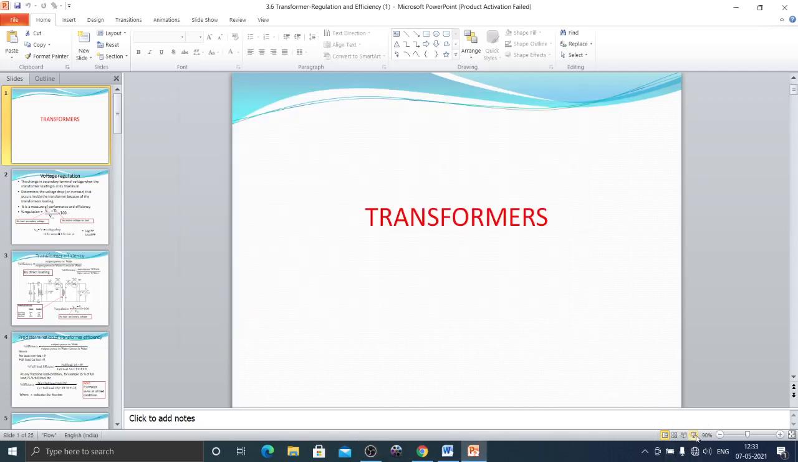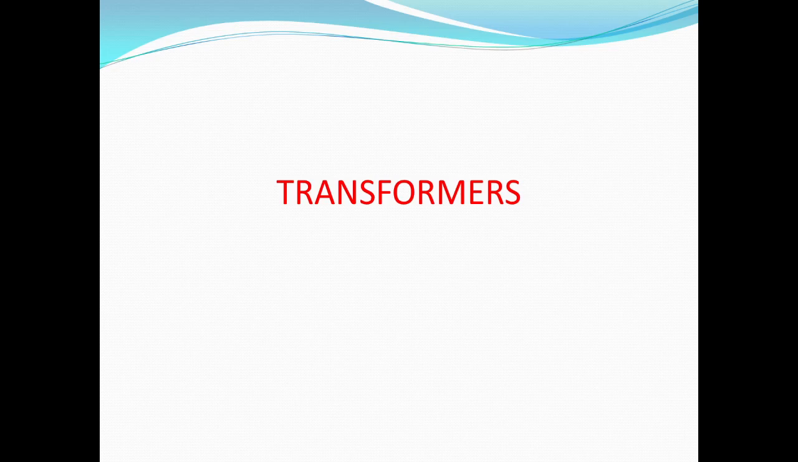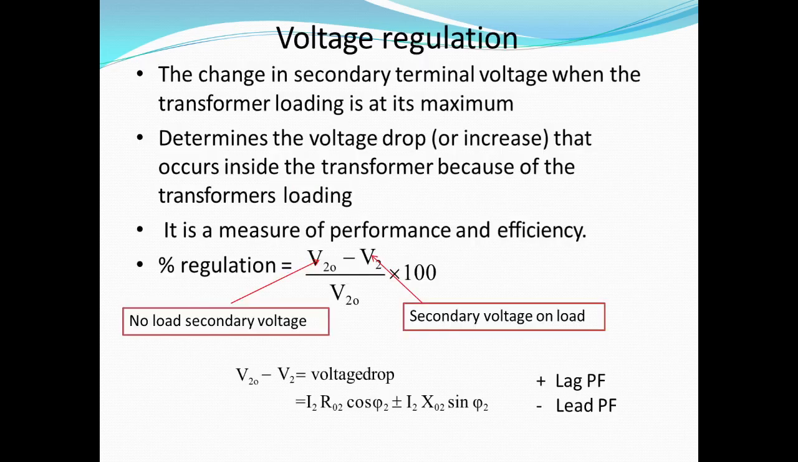Hello everyone. Today we are going to learn about the topic called transformer efficiency as well as regulation. So what is regulation? Regulation is the change in secondary terminal voltage when the transformer loading is at a maximum. It determines the voltage drop that occurs inside the transformer because of the transformer loading. It is also defined as the change in transformer voltage from no load to full load.